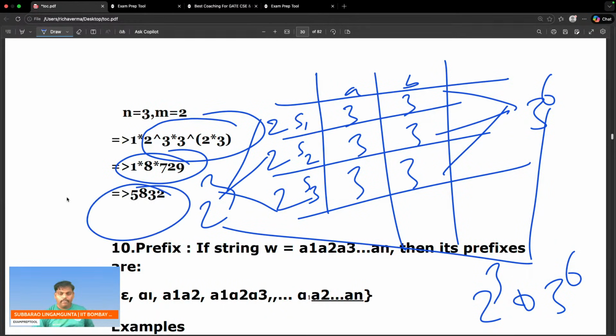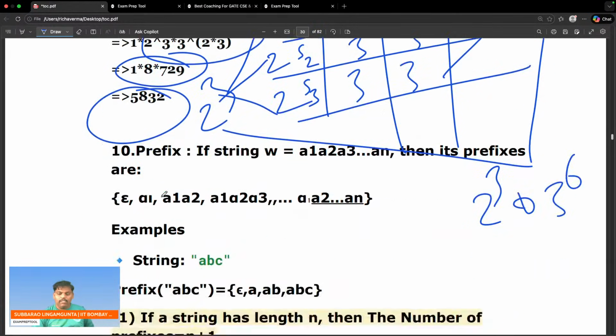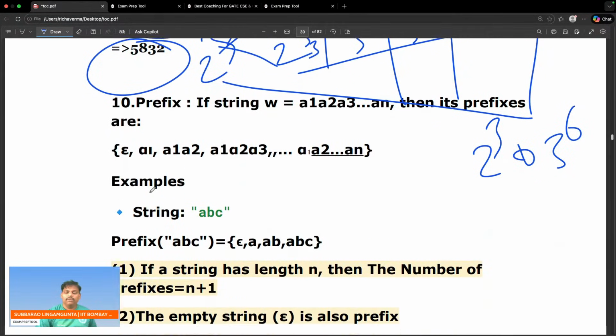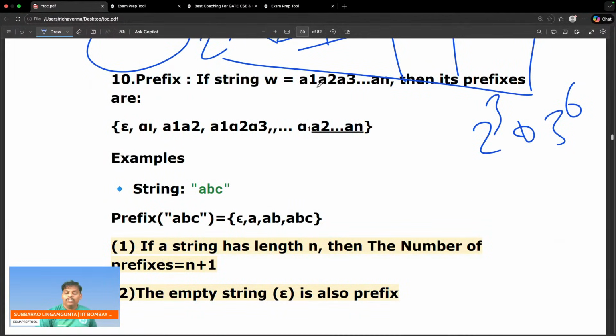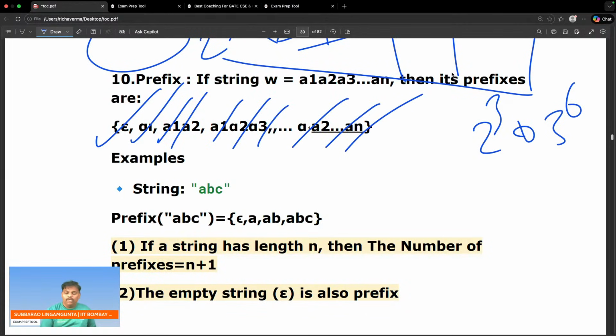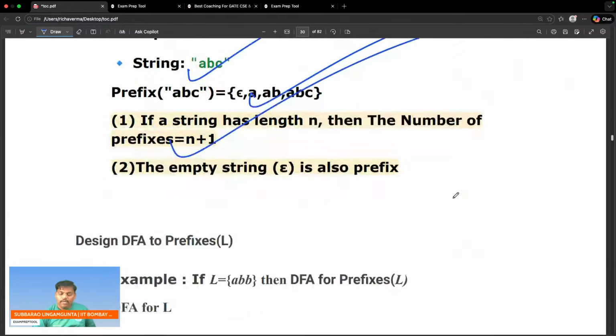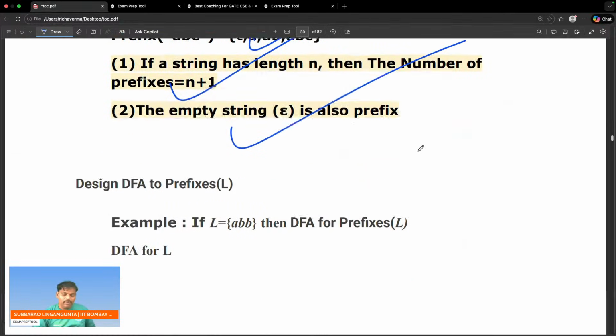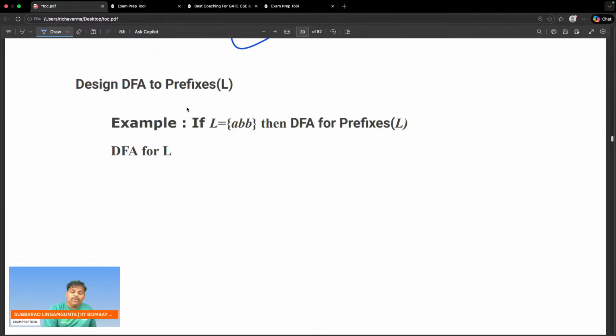Same thing, we are not doing anything. Next one, prefix. If string W is equal to A1, A2, A3, and so on, then its prefixes are epsilon, A1, A1 A2, A1 A2 A3. So these are all prefixes. If the string is ABC, prefixes are these. So if the string has length n, there are n plus 1 prefixes. The empty string is also one of the prefixes.